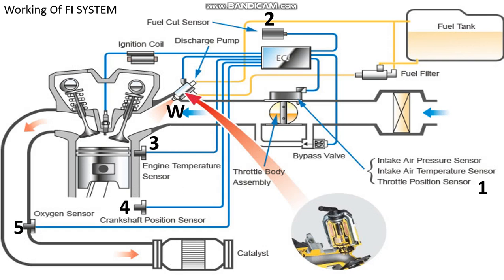Where it is written W, that is your actuator, the discharge pump, which injects the fuel inside the engine. The second actuator is the ignition coil. The ignition coil takes 12 volts from the ECU and supplies 12,000 volts to the spark plug. Okay, yes, 12 volts to 12,000 volts.